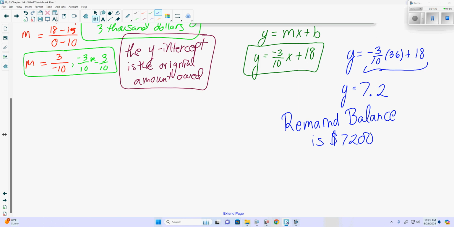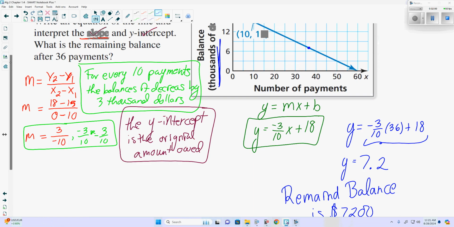It also means that the original starting balance would have been $18. There's absolutely no reason to wait. 36 payments would be 3 years. No reason to wait. Yeah, no reason to do that. Well, any questions on any of this here?